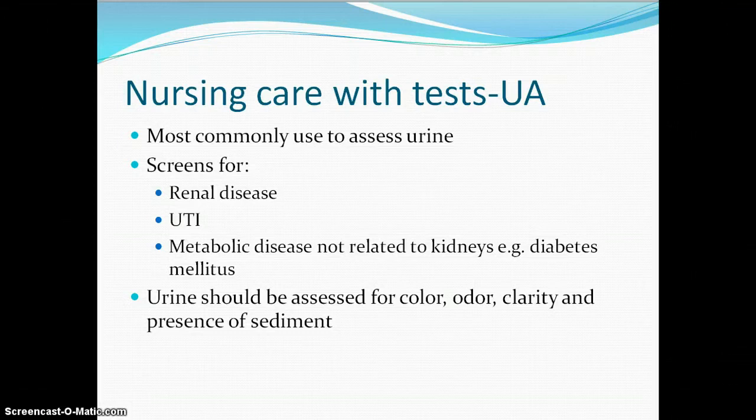The other part of a UA, if they order a culture and sensitivity or C&S with that, it takes about 24 to 48 hours to grow the bacteria. Many of them will be started on a broad spectrum antibiotic before that culture comes back. And the sensitivity part of that, remember, is telling you which antibiotic is going to be most effective.